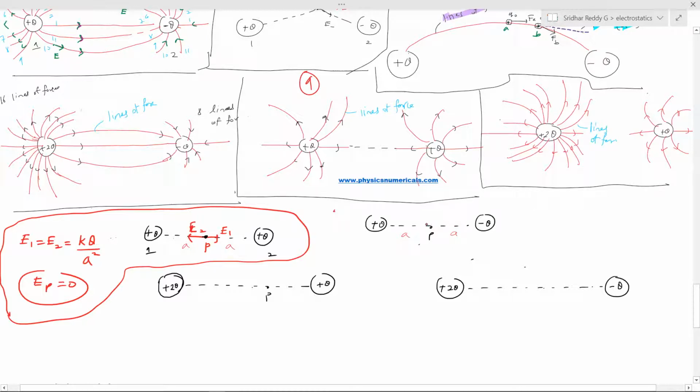Then if I bring two unlike charges, this is 1, this is 2. The field here will be E1. And the field due to the negative charge will also be directed in the same direction. So E1 and E2 are equal to KQ by A square. So the resultant field at point P at the midpoint will be non-zero. The total field is E1 plus E2, which will be 2KQ by A square.